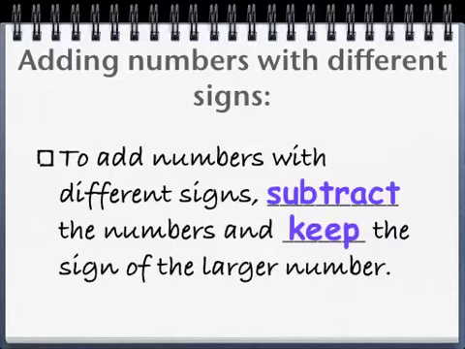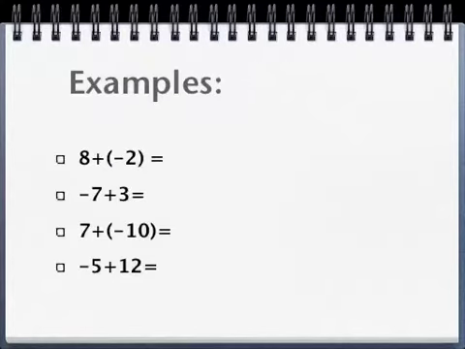When I say the larger number, I'm talking about the absolute value, which means like if you had a negative 10 and a 5, technically your negative number is always going to be the smaller number. But when I'm talking about keep the sign of the larger number, I'm talking about the absolute value, the number with the largest absolute value. So if you had a negative 10 and a 5, you would actually keep the negative because 10 is greater than 5.